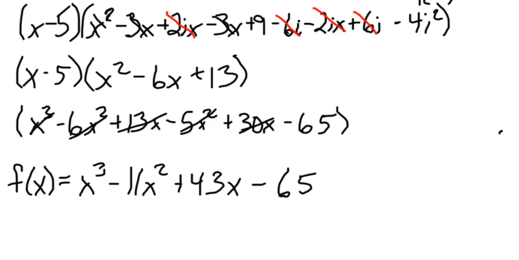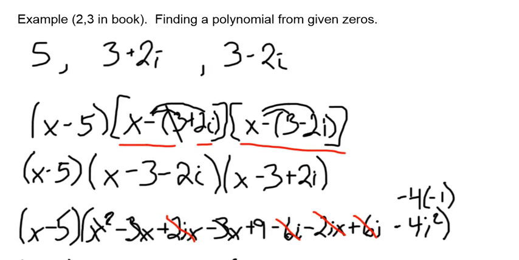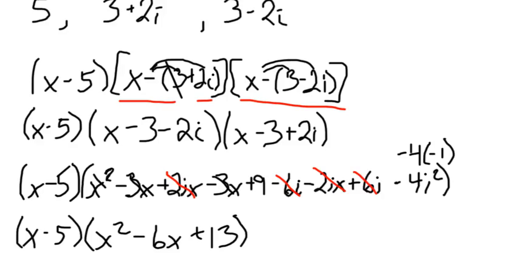This is a polynomial function that if we would graph, we would see our real zero at 5, and it would also have two imaginary zeros, those two that we started with, 3 plus 2i and 3 minus 2i.